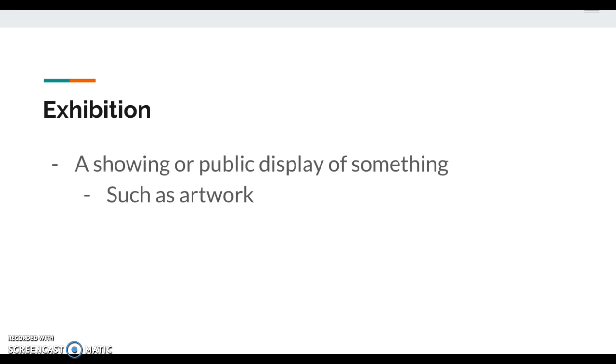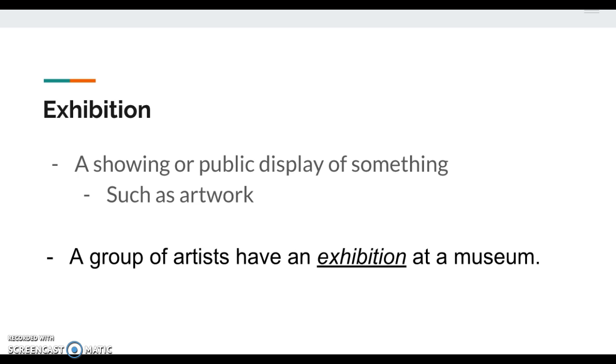Our third one is exhibition. This one is showing or a public display of something. So this is when you can go to like downtown where there is that art show. This is you going to go see art. So this is the showing, a place where you go that you will see artwork hung up and displayed for you to see. So to use exhibition in a sentence, a group of artists have an exhibition at a museum, and that's exactly true. You go to a museum or you go to an art gallery and you look at the exhibitions that are set up.